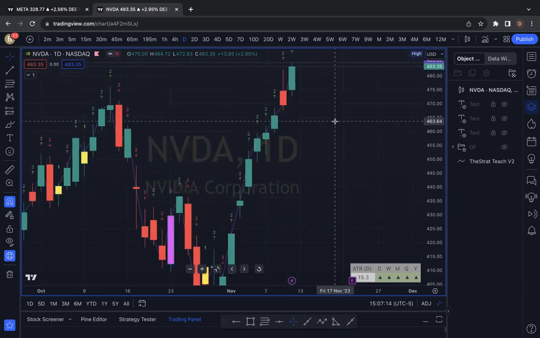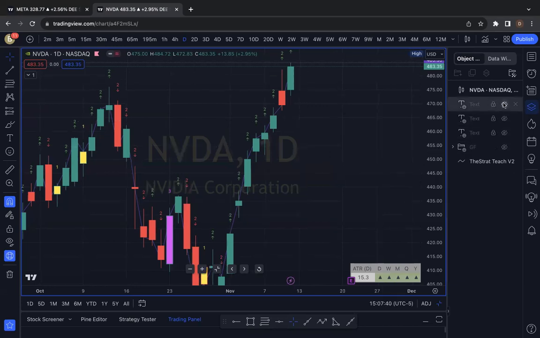The chart I chose to go with for the lesson is NVIDIA. Most tickers last week have experienced gaps. NVIDIA has a very infamous gap that we will show a little later, a gap that a lot of people were able to profit off of. So first, let's talk about what a gap is.